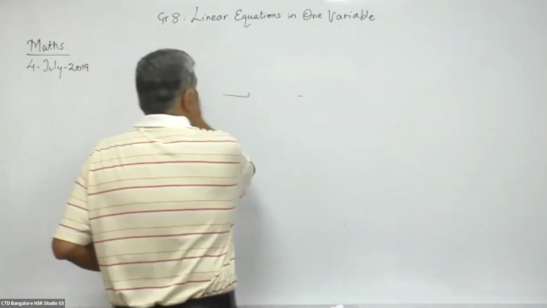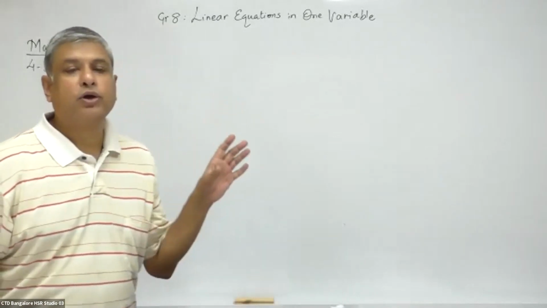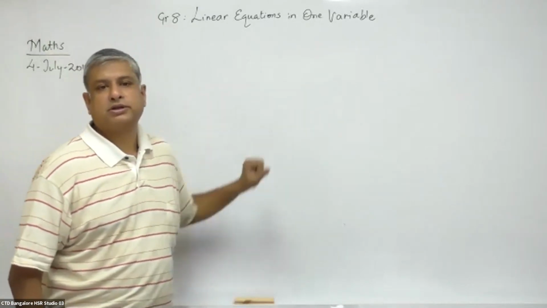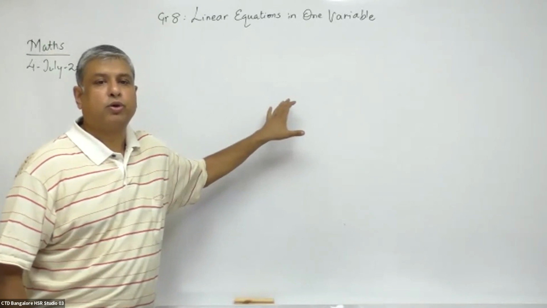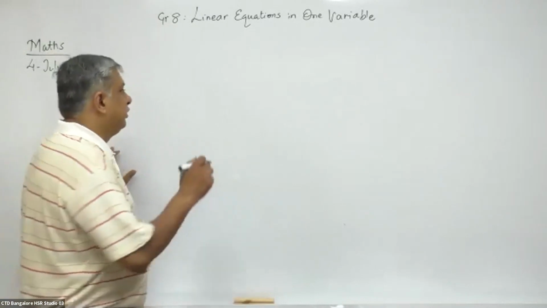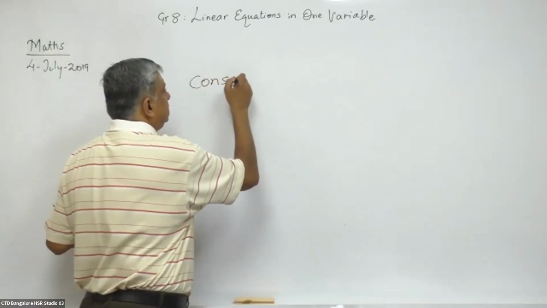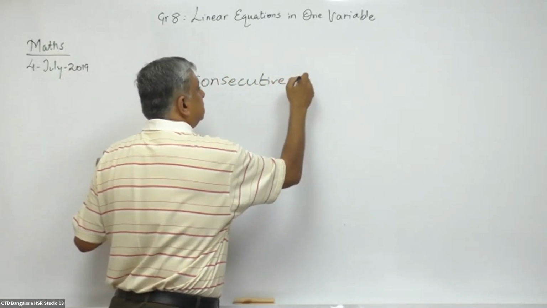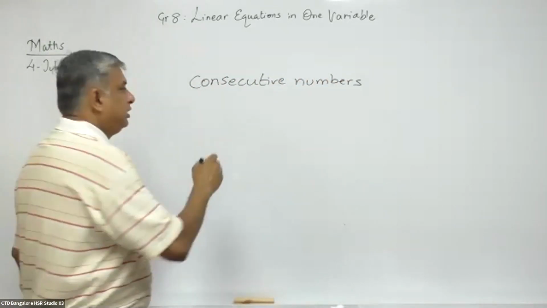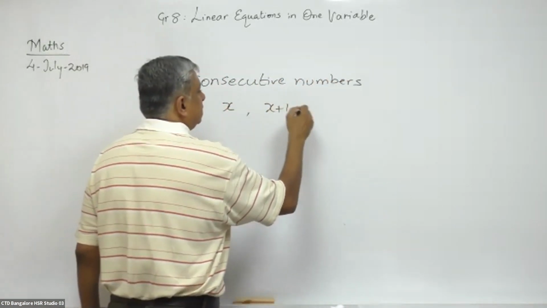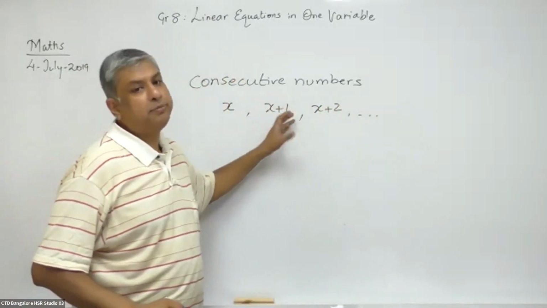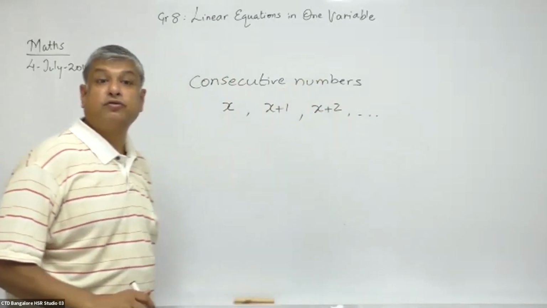So towards the end of the class, I told you what are consecutive numbers. How do we assume numbers if somebody says consecutive numbers, consecutive even numbers, consecutive odd numbers? I told you, if it is consecutive numbers, then you can assume numbers to be x, x plus 1, then x plus 2, and so on. Basically, every number is one more than the previous number. So that is how you choose consecutive numbers.